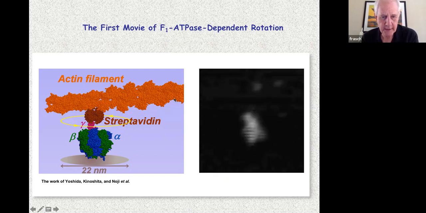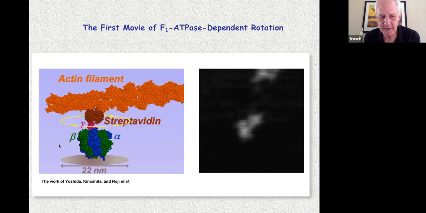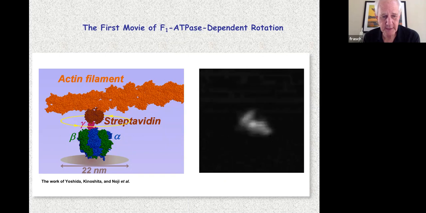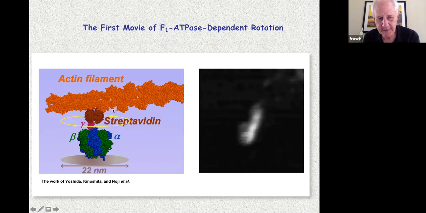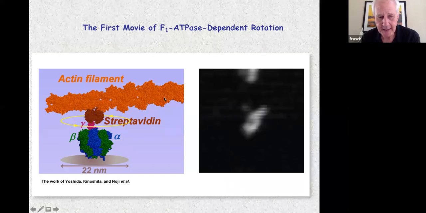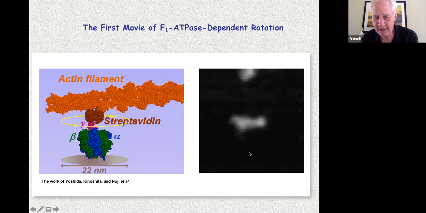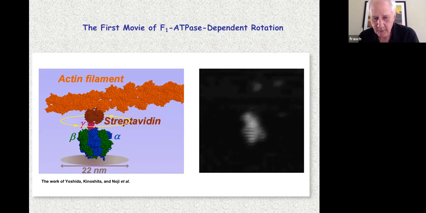attached to a long actin filament that is decorated with fluorophores, so you can actually see it under the microscope. This is only about 12 nanometers in diameter, so it's much too small to see. But with this long actin filament that's several thousand nanometers in length, you can see it. And now when you add ATP, you can see that it rotates in the counterclockwise direction.